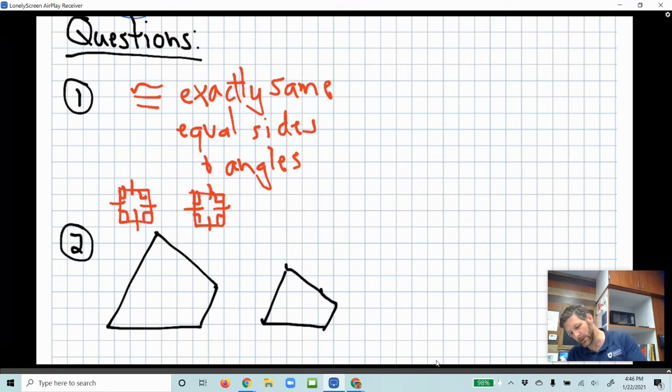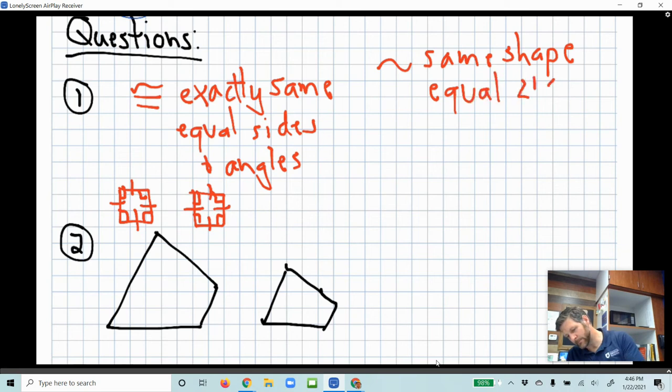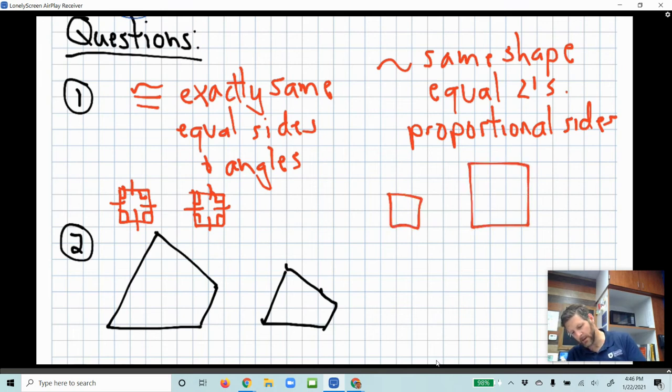Okay, where similar means same shape. Okay, equal angles, but proportional sides. And that again would be something more like, okay, where they both have the same angles here, but the sides are clearly not the same.